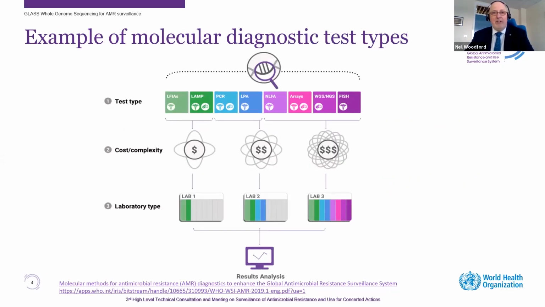So this is one of the figures pulled from that 2019 paper, and it just shows how, for this report, the different types of molecular test at the top were then broken down by their relative cost and their relative complexity. And then they were considered for suitability to a range of different laboratories at different stages in the implementation of molecular methods. So in this example, Lab 1 is a laboratory that hasn't really used molecular methods much previously.